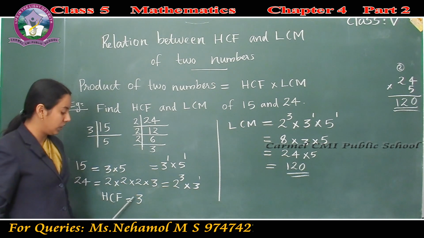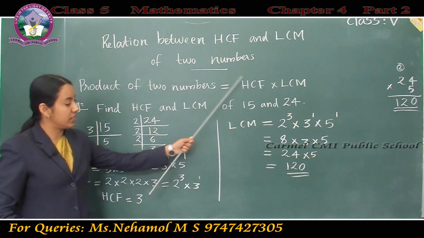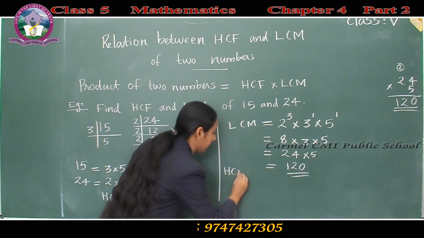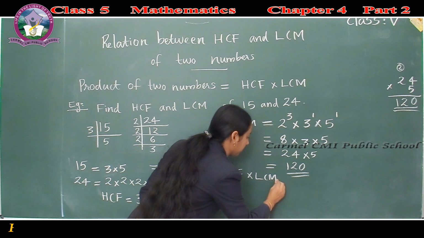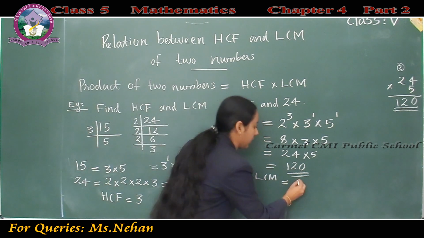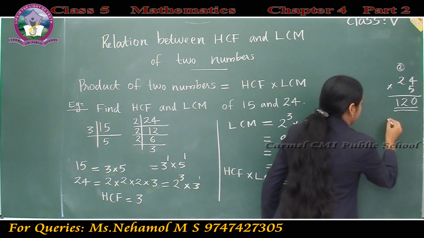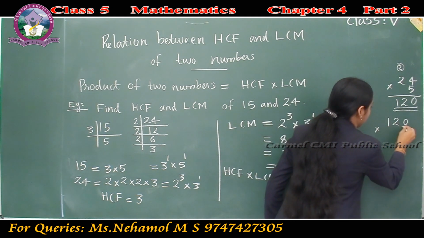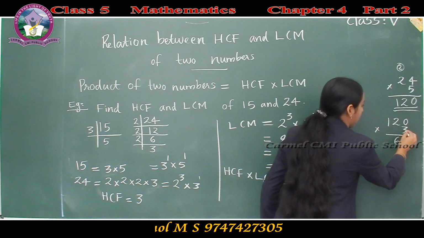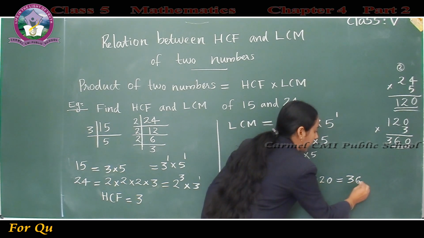HCF is equal to 3. Then we have to check whether the product of two numbers is equal to HCF into LCM. What is HCF into LCM? HCF is 3, LCM is 120. That is equal to 3 into 120. 120 into 3: 3 into 0 is 0, 3 2s are 6, 1 3s are 3. So this is equal to 360.